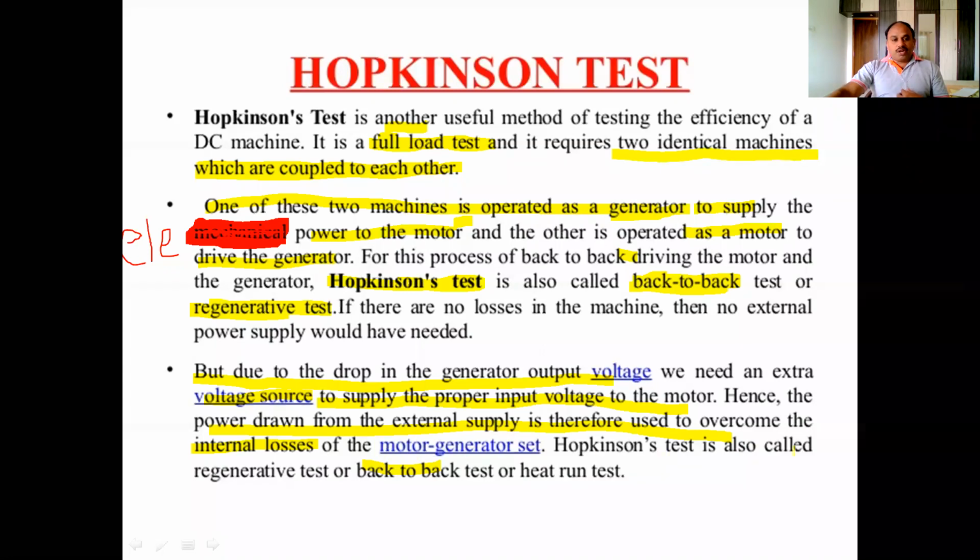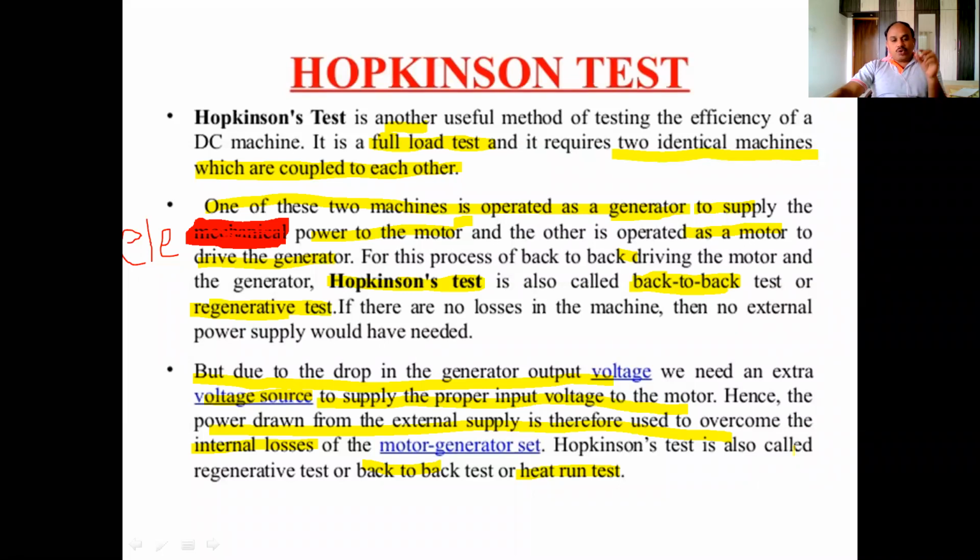Hopkinson test is also called regenerative test, back-to-back test, or heat run test. Total four names: Hopkinson test, back-to-back test, regenerative test, or heat run test. That means the test is conducted continuously for half an hour, or 15 minutes, or 1 hour. That test is called heat run test.